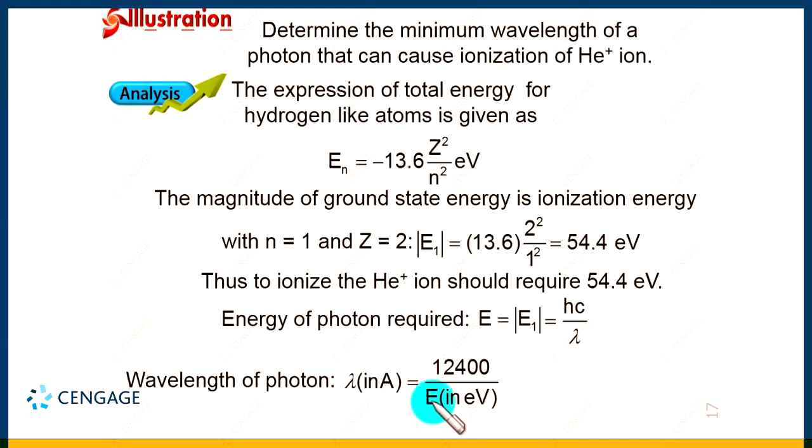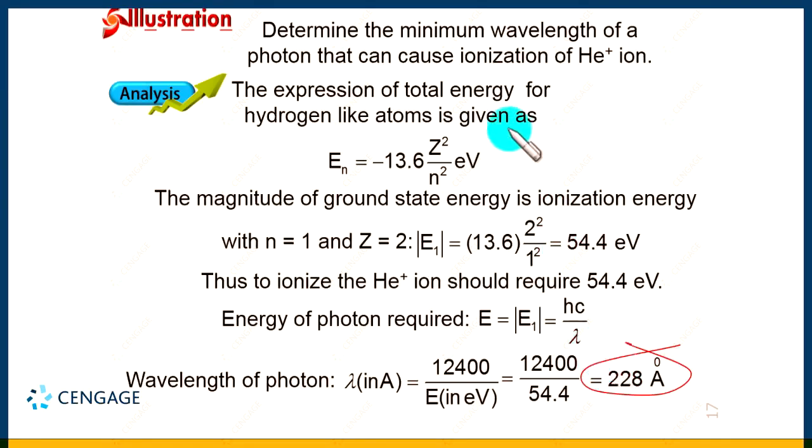Now we can substitute the value of E, that is 54.4. So it is equal to 12400 divided by 54.4. After calculation, this is equal to 228 angstrom. So this is the wavelength, that is the minimum wavelength required for ionization of the helium ion. Now let us move to the next problem.